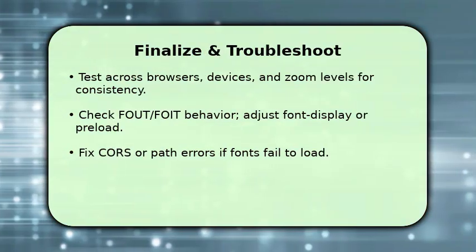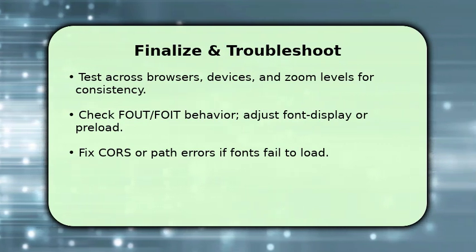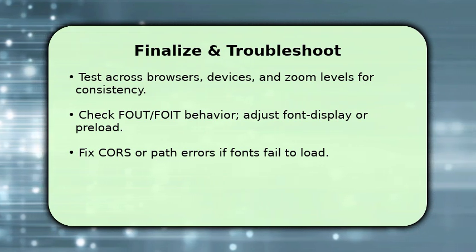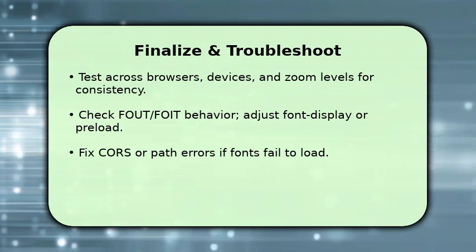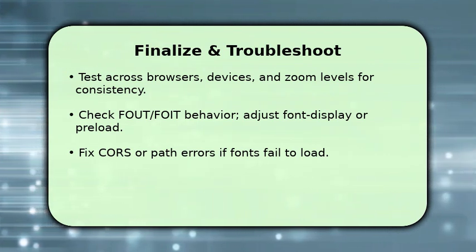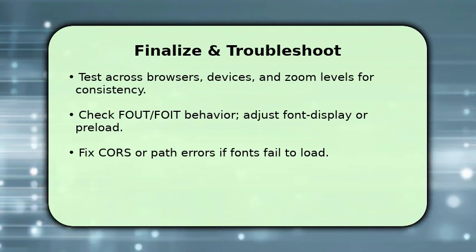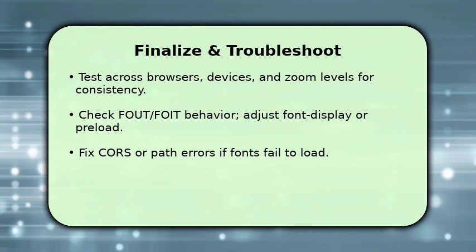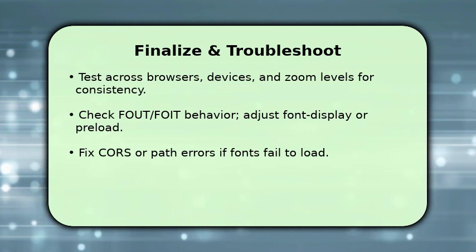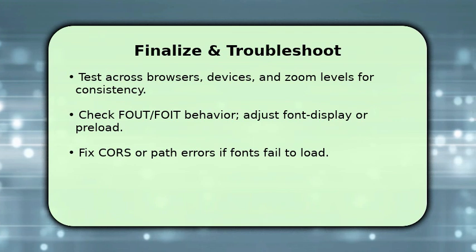You finish by testing typography across browsers and devices to ensure consistent metrics and line breaks. Inspect zoom and responsive behavior. If you see flash of unstyled or invisible text, adjust font display or add preload links for critical fonts to reduce layout shifts. Make sure file paths and CORS headers are correct on the server. If a font fails to load, check network errors and MIME types. One key troubleshooting tip: when fonts don't appear, verify console network requests first. Correcting path or CORS usually resolves most issues.